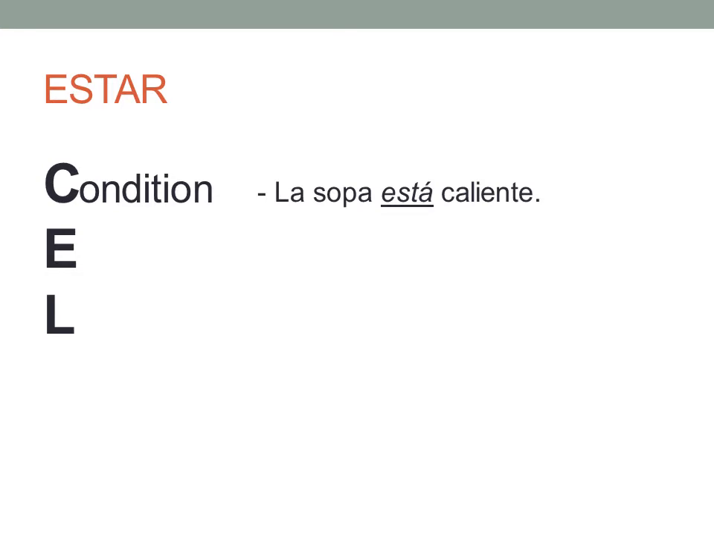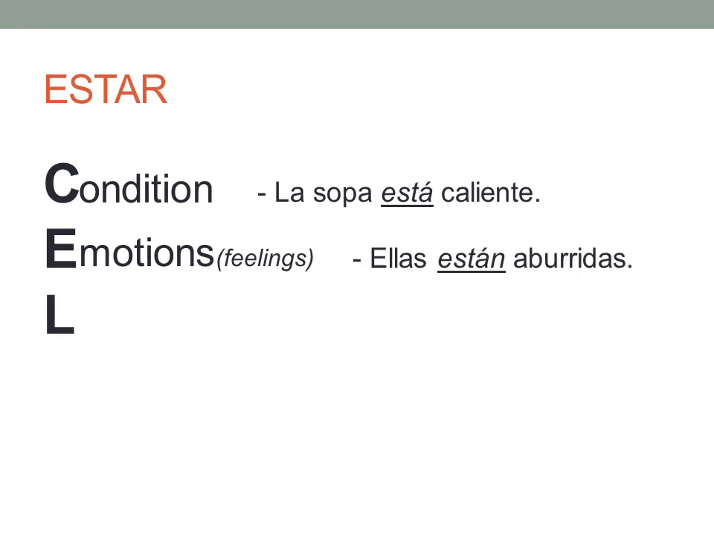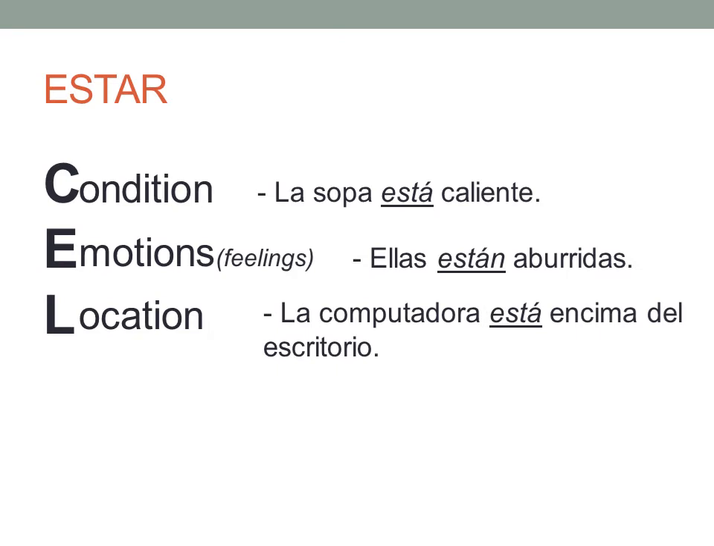Okay, so now let's look at estar. And for estar, we're also going to use an acronym. And the acronym we're going to use is CEL. The C stands for condition, the condition of someone or something. For example, la sopa está caliente. The soup is hot. The E is for emotions or feelings. For example, ellas están aburridas. The L is for location of someone or of something. La computadora está encima del escritorio.